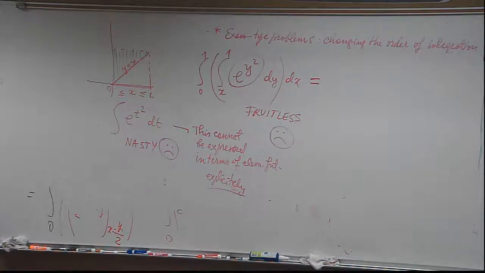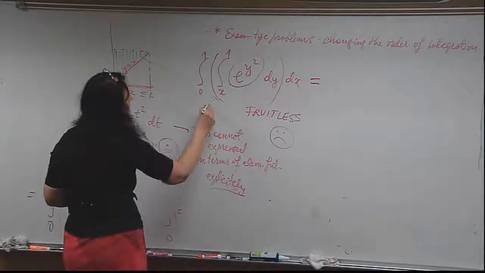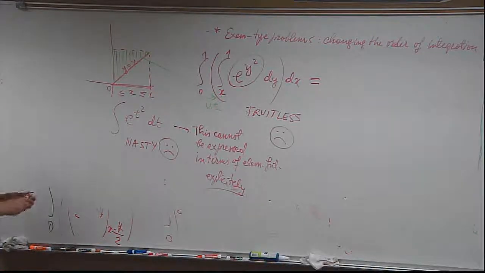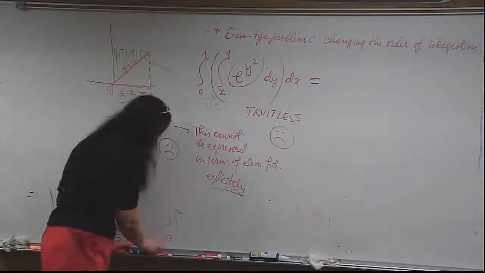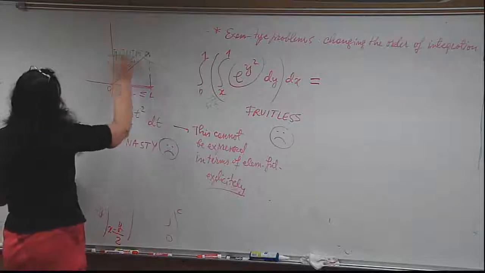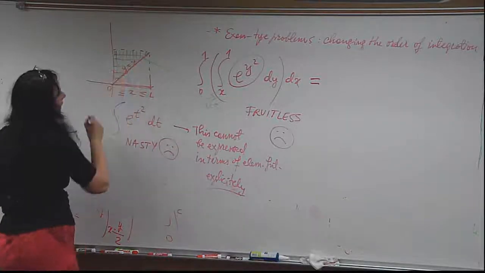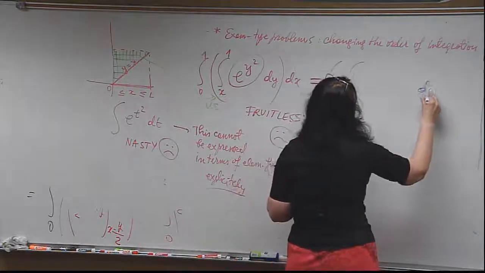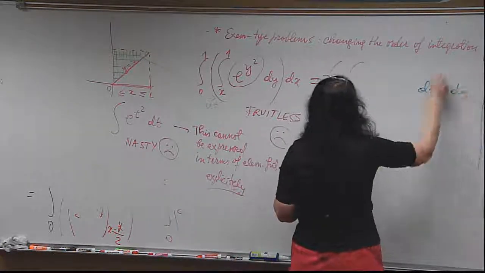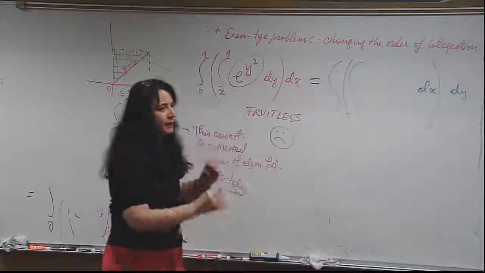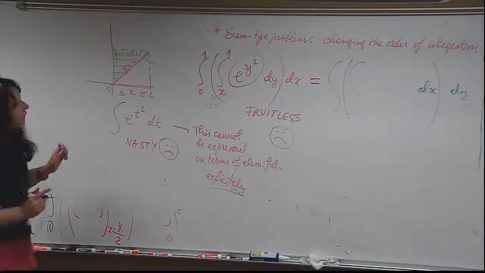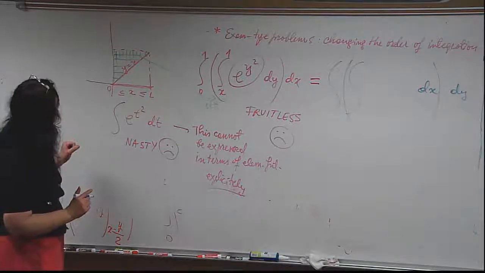With vertical strips, this is what it means, vertical strips. But if I do horizontal strips, I have to change the color, blue. And for horizontal strips, I'm going to have a different problem: the integral dx dy. And I just hope that what I'm going to get is doable, because if not, then I'm in trouble. So, help me on this one.